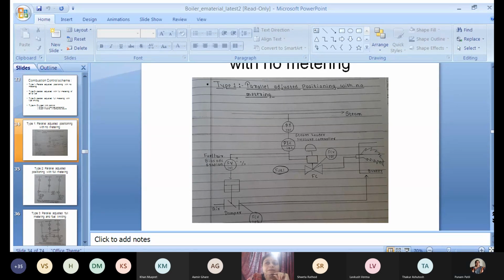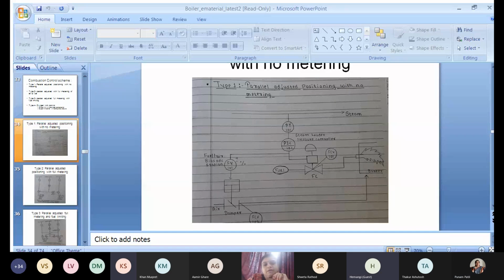ठीक है, कुछ डाउट है? दीपावली, धीरज, दिव्या, संकेत, हेमांगी, इबाद, others? No, ma'am.